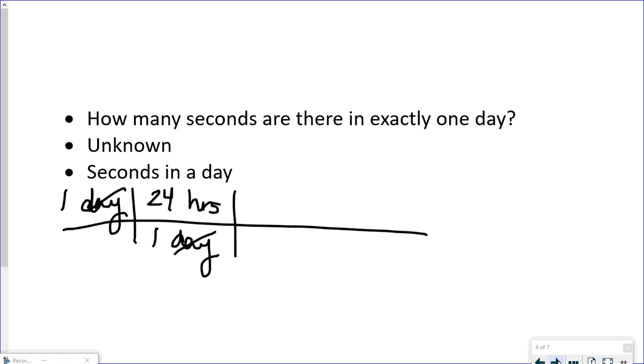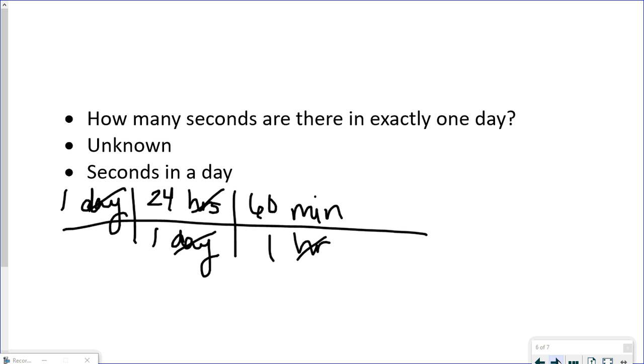Now I'm looking for seconds, not hours, so I'm not done yet. Off the top of my head, I don't know how many seconds are in an hour. If you do, you can use that conversion, but if not, I'd say, okay, I don't know how many seconds are in a day or in an hour, but I know how many minutes are in an hour. So yet again, we're going to try to get rid of hours. So hour will go to the bottom, and we can compare minutes in an hour. So 1 hour is equal to 60 minutes. So that will get rid of my unit of hour.